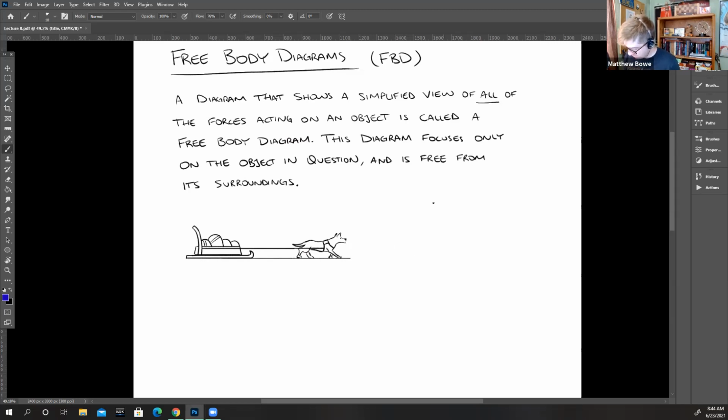The images of me drawing arrows on this picture can just confuse sometimes, and that's okay. So that's the reason we're going to simplify this image. First off, let me make a dotted line around the sled. So we're only looking at this. That is all we're looking at.